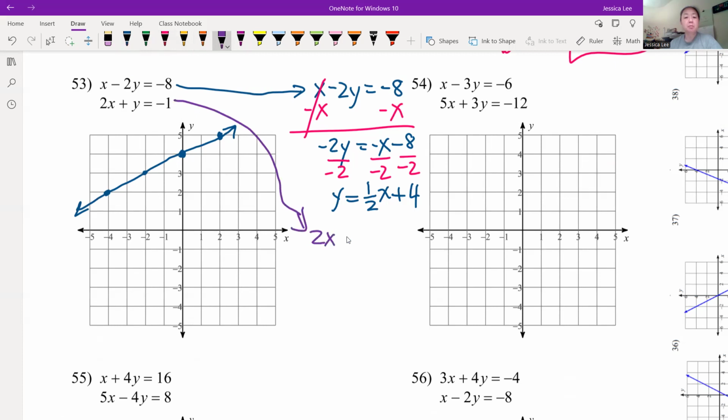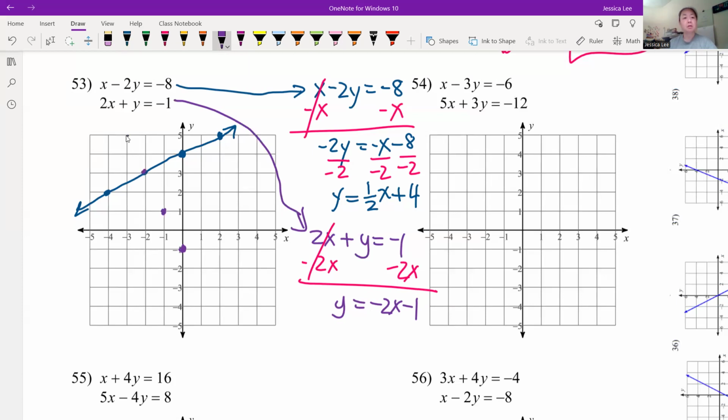That's going to be 2x plus y is equal to -1. And I'm just going to subtract 2x on both sides. And what do I have? I have y is equal to -2x minus 1. Remember, we cannot combine like terms there because the 1 does not have an x, right? Okay, so again, we're going to start at -1. And my slope is -2. So I'm going to go up 2 and to the left 1.